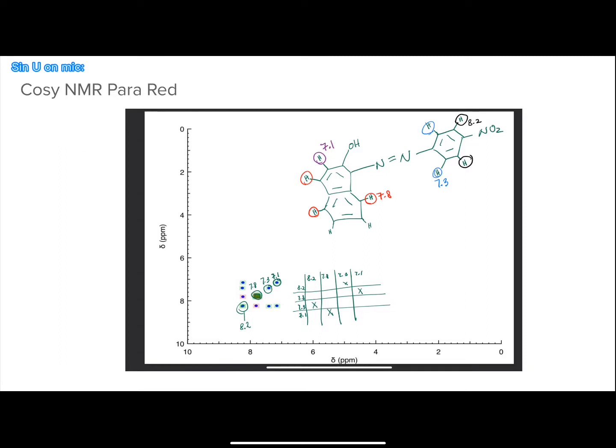which shows that 8.2 has 2 protons and is next to 7.3. The protons at 7.8 are next to 7.1. And these correspond to the proton NMR on the previous page.